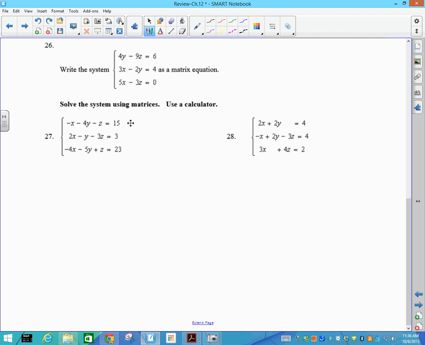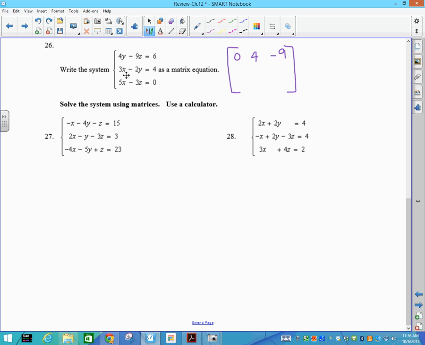Okay, so another one, writing the system as a matrix equation. So when you write this as a matrix equation, again, you got to make sure all the x's are lined up and all the y's and all the z's. So this might be easier to go across. And you look at this and say, I don't have an x, and if I don't have an x, I got to put a 0. But my y coefficient is 4, and my z coefficient is -9.